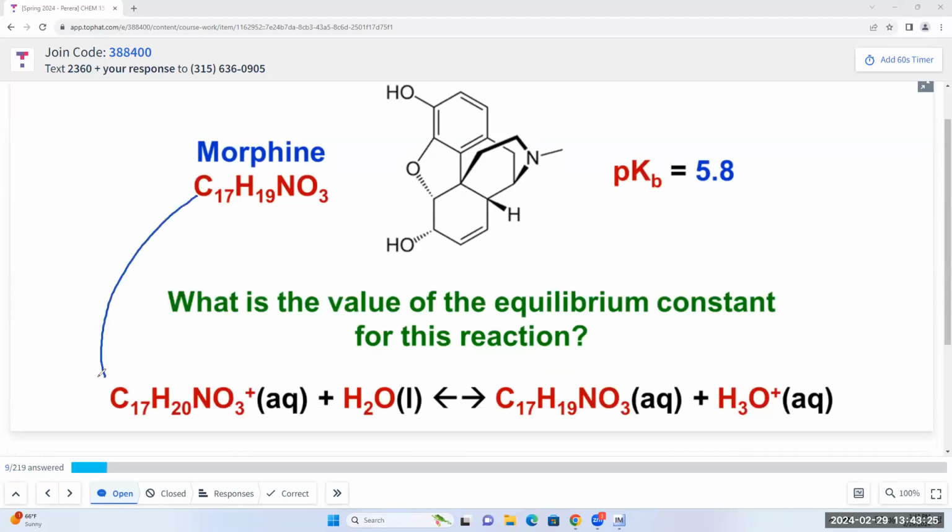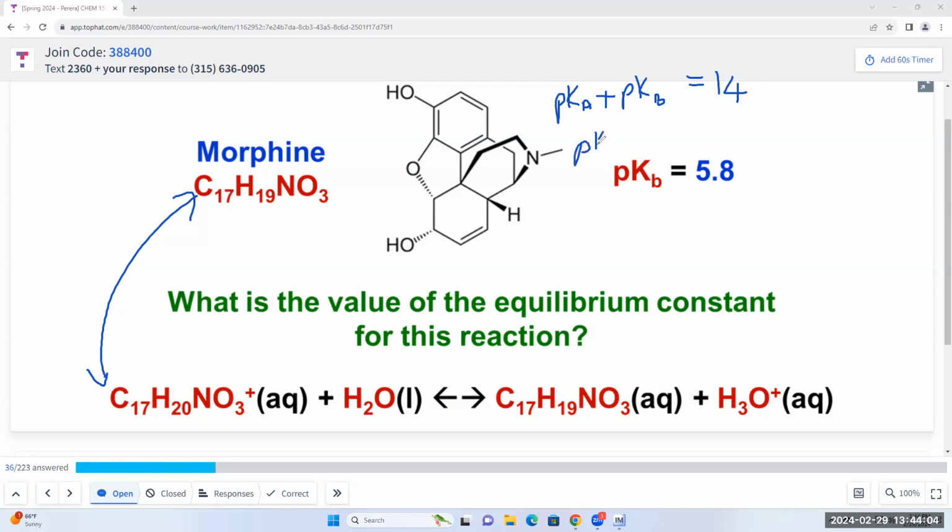So these guys are conjugate pairs. This is the conjugate acid. Morphine and its conjugate acid is given here. Now the question is, what is the equilibrium constant value for the conjugate acid reacting with water? I'll remind you because we just learned this. For conjugate pairs, pKa plus pKb is equal to what? pKw, or 14.